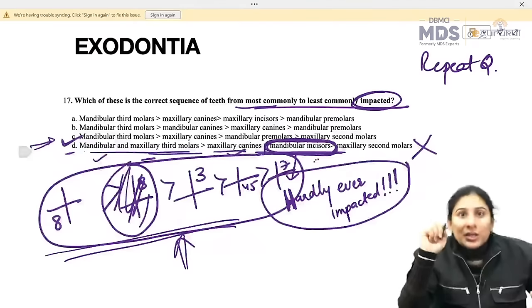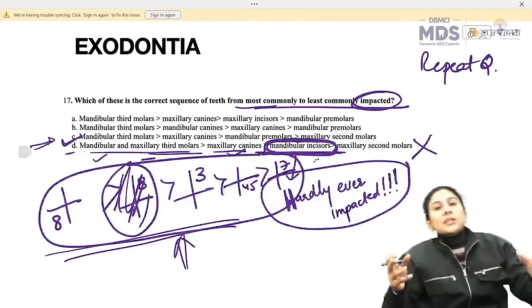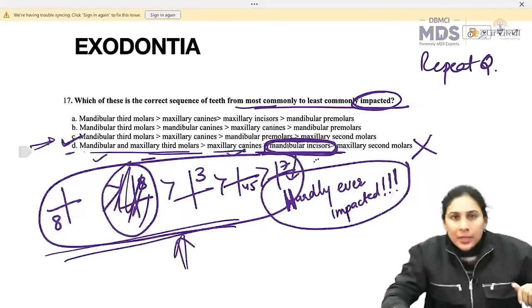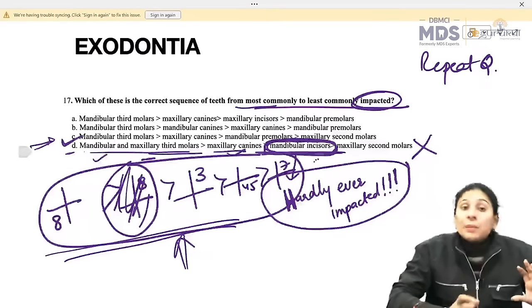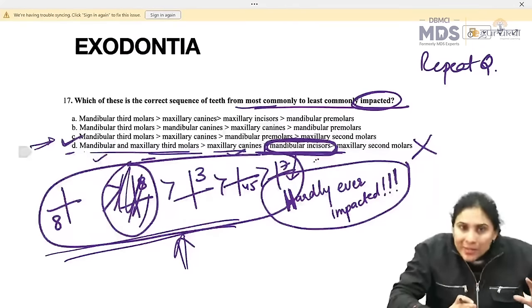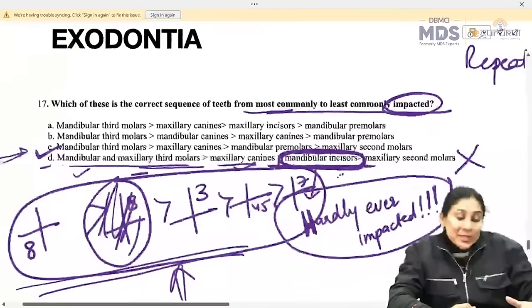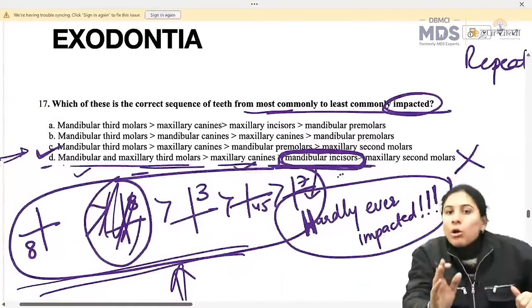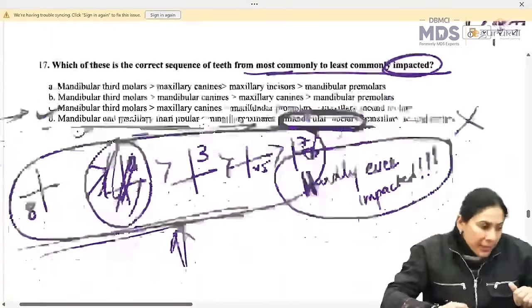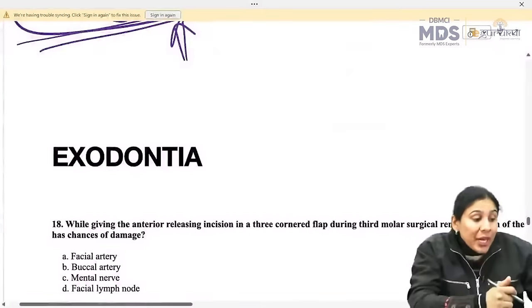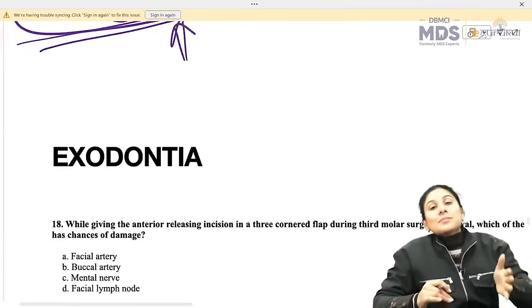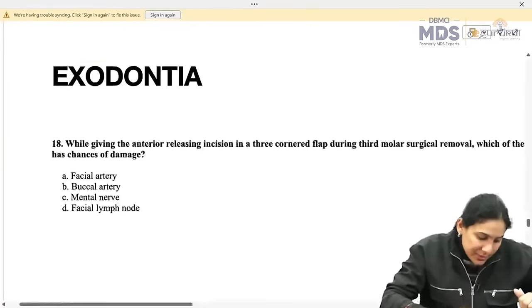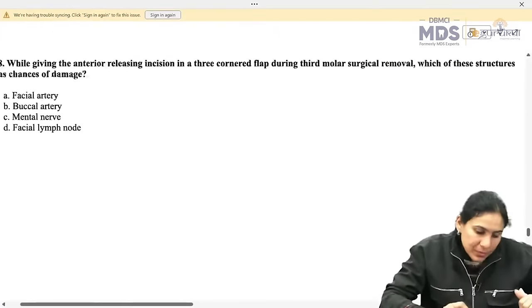And he is not asking you directly. He is not asking you which are the teeth which are least impacted. Then the answer would be mandibular incisors. He is not asking you in that way. He is asking you in a very tricky manner. So please don't make mistakes in such PYQs. Read all the options properly. Okay? And it's okay if you are making mistakes here. It is absolutely okay. Don't make these mistakes in the exam. Okay, next one.